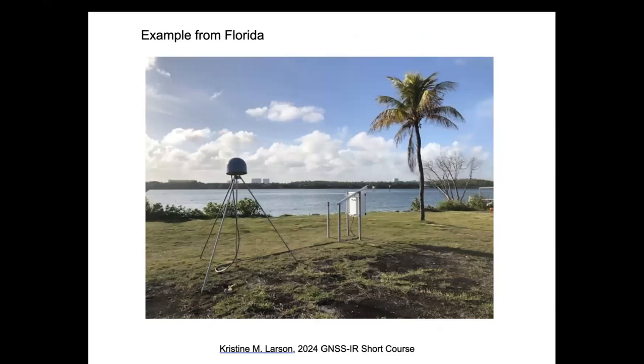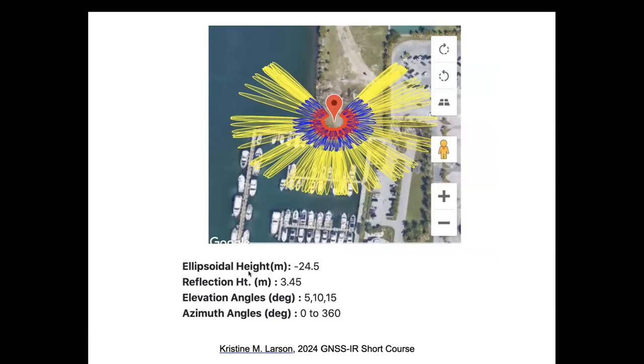Here's another example from Florida. I don't even remember the station name, to be honest. It's a very nice site. It's installed for geodesy. It can see the water, just like the other site. Surely you can measure tides. Well, it's just not good enough. This is what those reflection zones look like for that site. It's 3.5 meters above water levels. But the reflection zones are primarily to the south, which hit a boat dock, a parking lot, and then there's this tiny sliver in the northwest that partially sees the water.